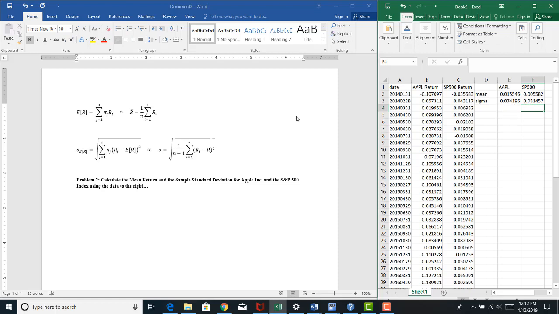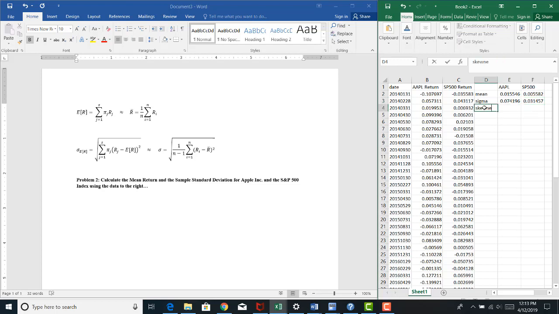When I calculate the mean in Excel, it's literally calculating this formula. When I say equals average and highlight the time series, it's calculating this formula. When I calculate the sample standard deviation, it's calculating this formula for the time series of returns in question. So this is how I would go about calculating the mean and the sample standard deviation for various assets. So that was a great problem. Before we leave, let's do a couple of other things.